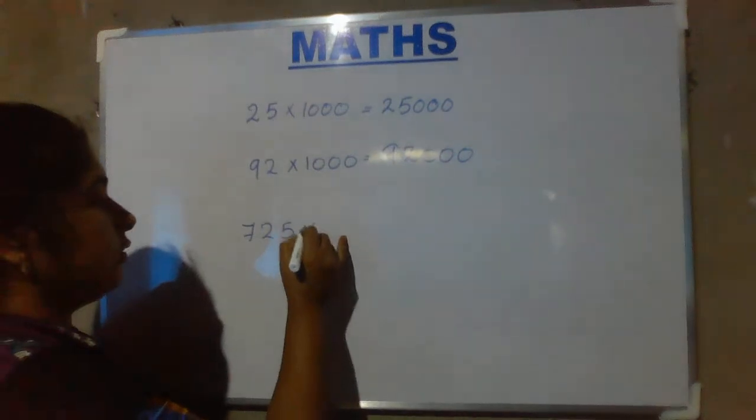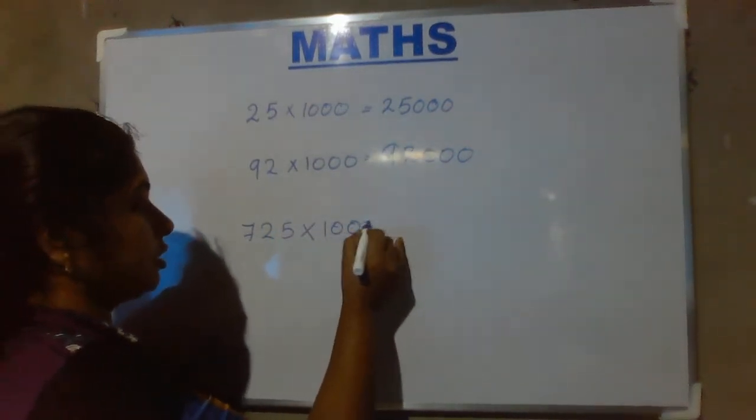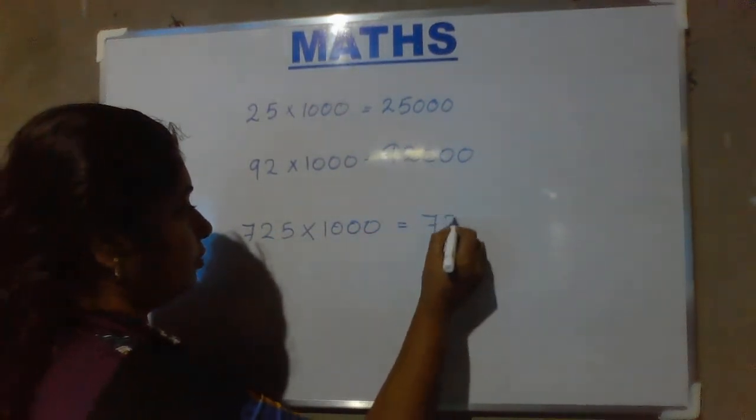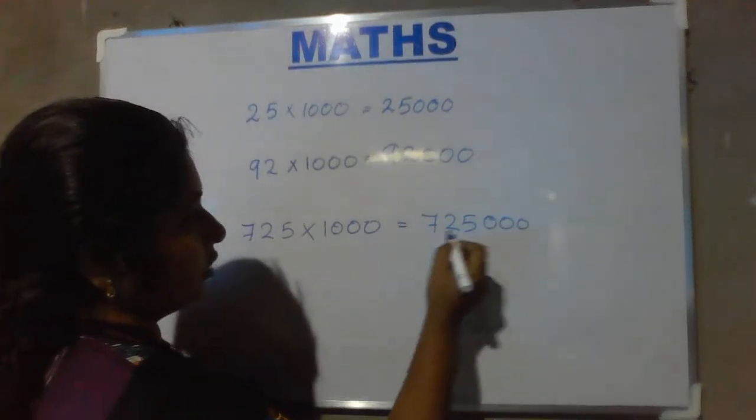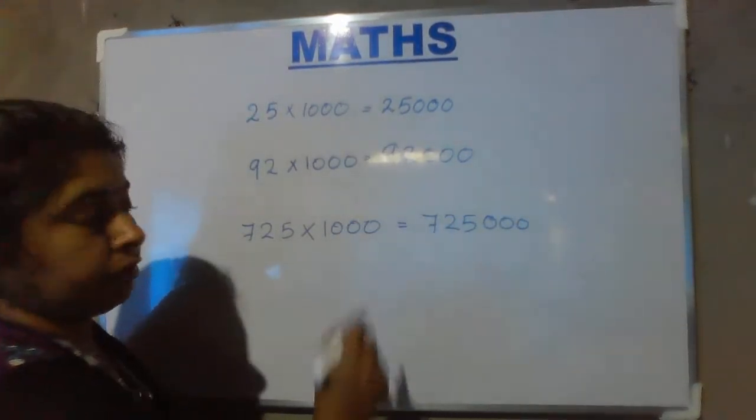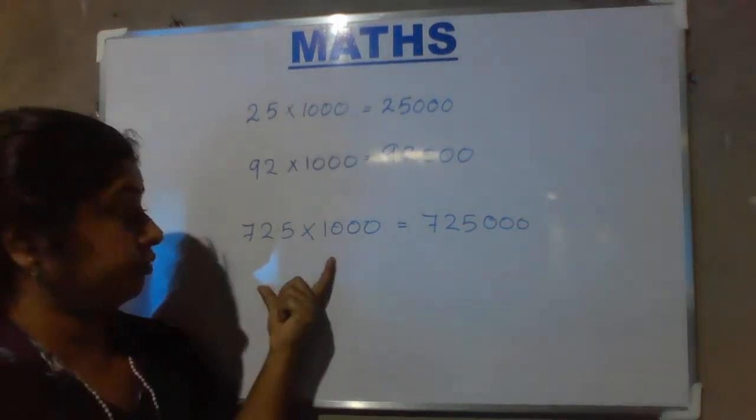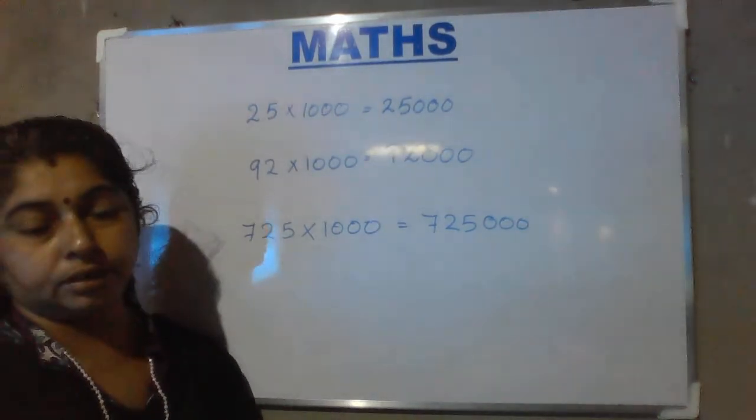92 into 1000. Then put 3 zeros to the right of this 92. 92,000. Then 725 into 1000. Then put 3 zeros after 725. Then 7,25,000 is the product of 725 and 1000.